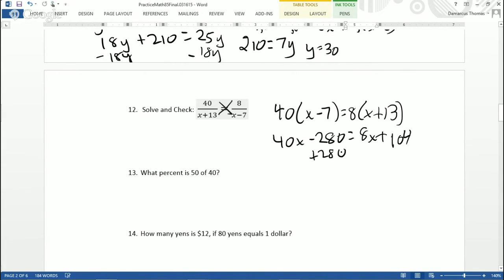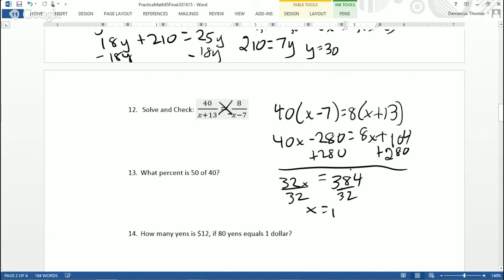Add 240, 280 to both sides. Subtract. Now divide both sides by 32. And so it goes in there once and make that twice. So you get x equals 12.